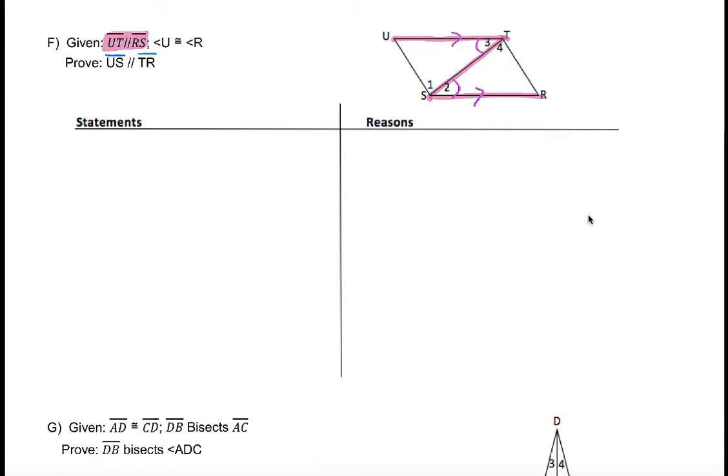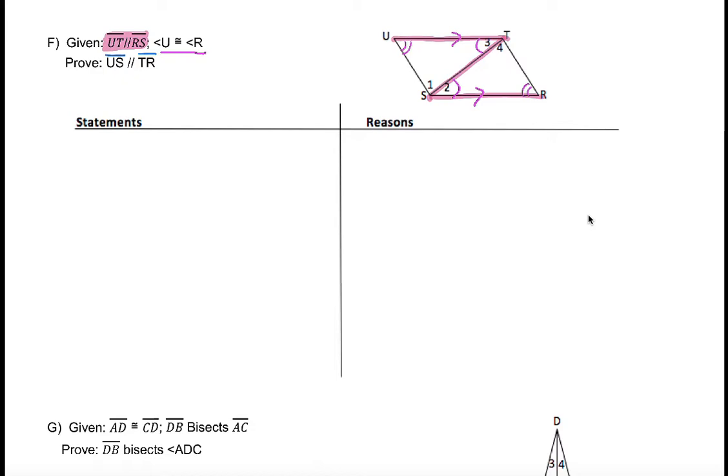We also had another pair of given angles, U and R. I'm going to give them a double mark since I already used a single mark. Now, to get a pair of parallel lines, we would need a pair of angles in order to prove the lines are parallel. So if we would like to get US and TR parallel, then we're going to need to know that angle 1 and angle 4 are congruent.